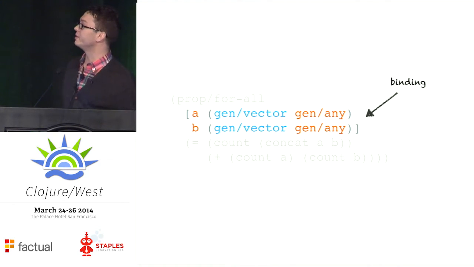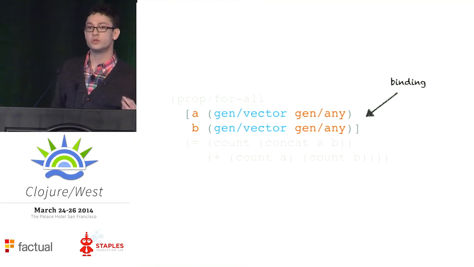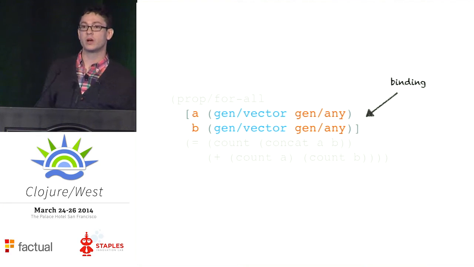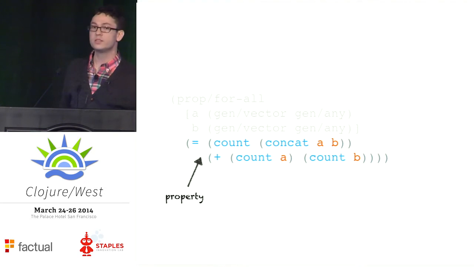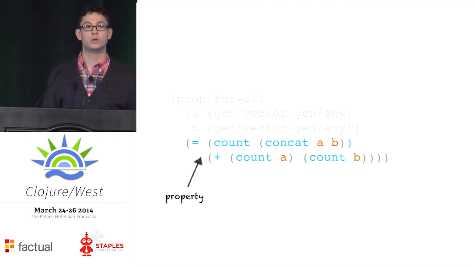Next, we create bindings to something called generators. So in this case, we're creating 2 vectors, A and B. This is sort of like a let clause. We're going to bind A to a vector of any value. So gen/any means generate any valid Clojure data structure. Same with B. And then inside the property, for each test run, A and B are going to be bound to randomly generated values of that vector. And then we just return a Boolean. So we're just returning true or false, is it true?